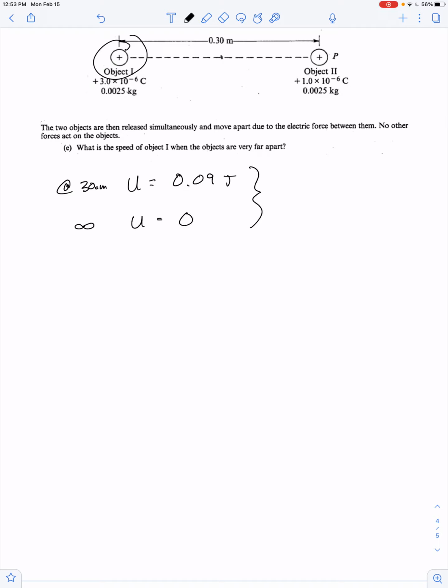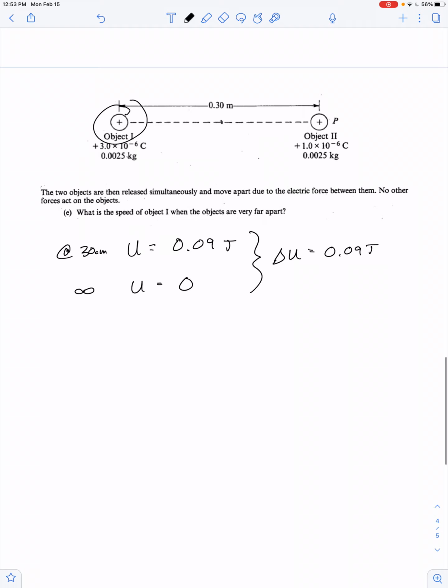So the change in potential energy is 0.09 joules. Well, what does that get converted into? Energy can't be created or destroyed, so these have equal amounts of force in opposite directions, and because they're the same mass, they're going to accelerate equally in opposite directions, which means over time they'll always have the same speed as one another in opposite directions. And that's what the potential energy is converted into, energy of motion. So the increase in kinetic energy comes from the decrease in potential energy.